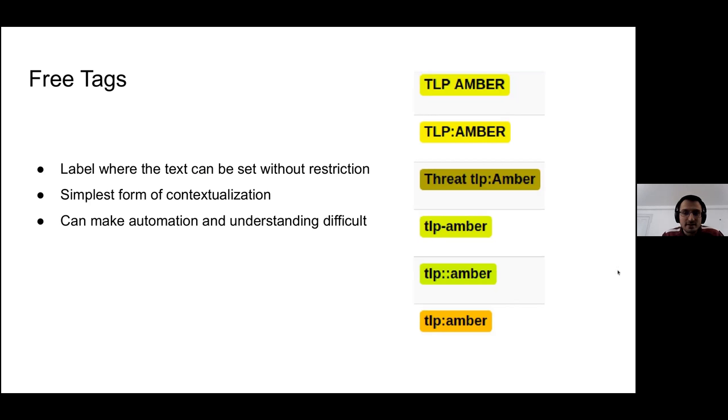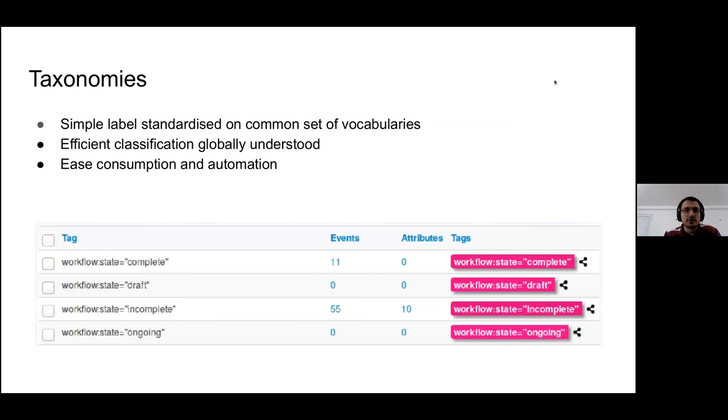For this simple example with TLP, it's kind of easier because you know what TLP stands for and you know what Amber means. But if you start to have more complex tags, then it becomes trickier to understand what they actually mean. So to tackle this issue, we created what we call the taxonomies. As Alex already mentioned in the introduction, this is a standardized set of vocabularies where everything is normalized. You have a small description of each of these tags so that nobody gets confused about what they mean. And it really helps automation because they all look the same. And as they're all the same, you can quickly create your filters.